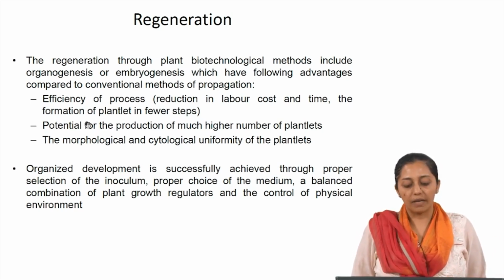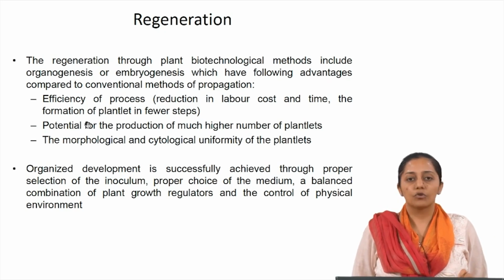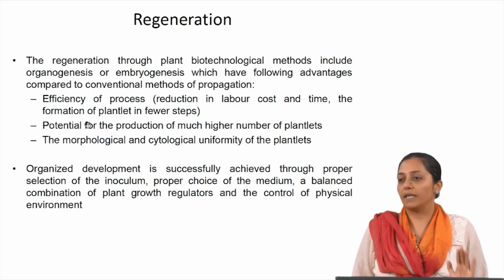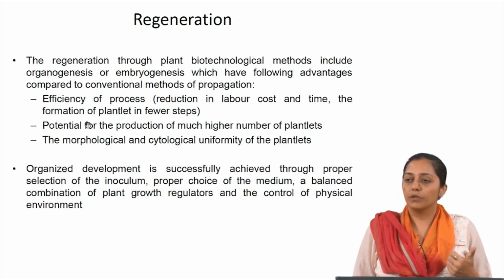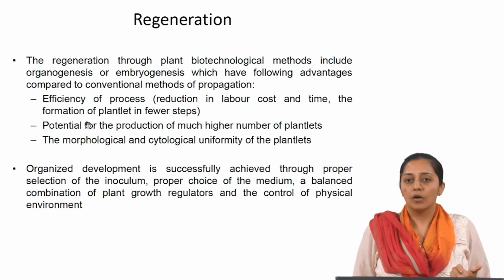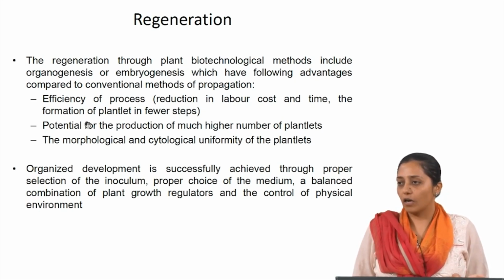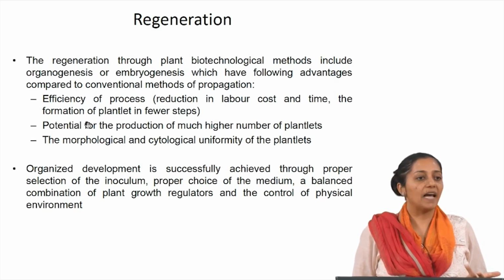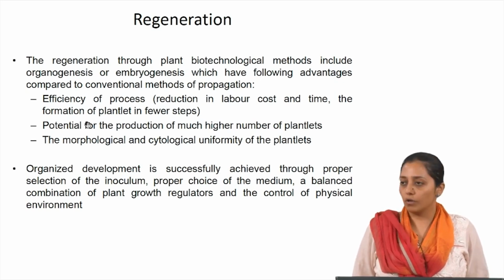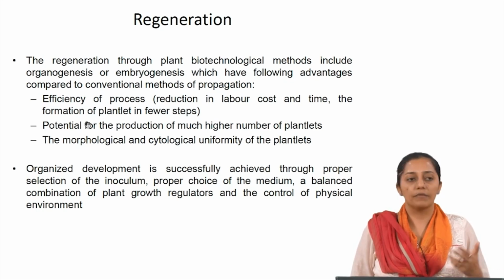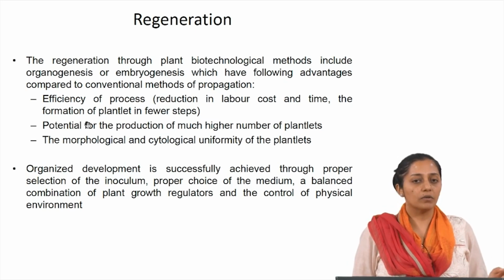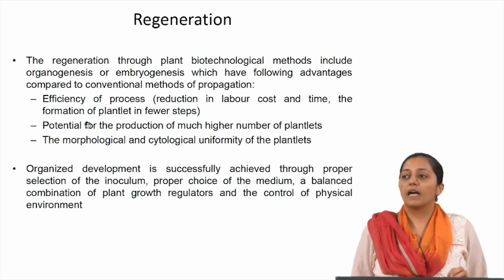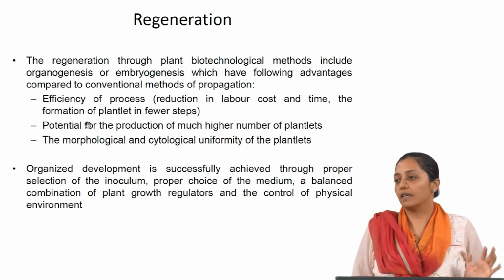Now, organized development is successfully achieved through proper selection. So, what things have to be kept in mind under in vitro conditions for regeneration to happen? You need to have a good starting material, which means the inoculum. Then proper choice of the medium, the media composition matters. Then a balanced composition of growth hormones, which means the effect of auxins, cytokinins, gibberellin, as I said. So, these have to be optimized, and moreover it is a controlled physical environment.